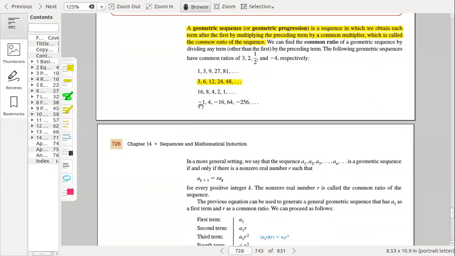The third sequence is 16, 8, 4, 2, 1. If we divide 16 by 2, we get 8. If we divide 8 by 2, we get 4. If we divide 4 by 2, we get 2. And if we divide 2 by 2, we get 1. So it means 1/2 is the common ratio.